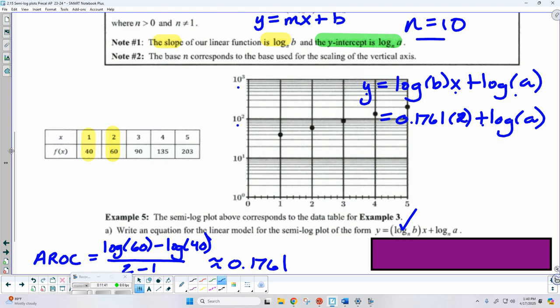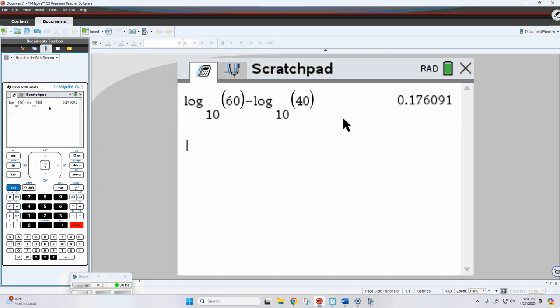Oh, remember, it can't just be 60. It's got to be log of 60. There we go. Because this data is coming from a semi-log plot, the y values, we have to take the log of them. Okay, well, the first thing I'm going to do, let's take my slope and double it. Now, again, I went ahead and rounded so that we could have an answer on my paper, but I'm going to use the exact value in the calculator because I don't want to round in the process of solving for another value. So there's my slope.